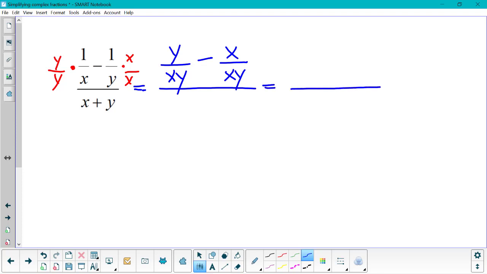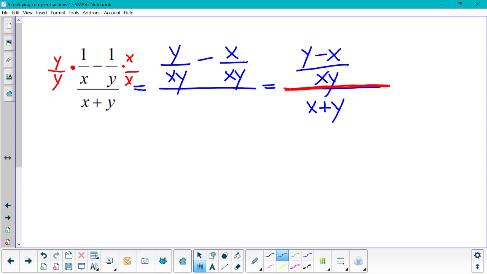Okay, let's go one more step. So I combine those into one single fraction. I have y minus x over xy, so there's my fraction in my numerator, and in my denominator, I don't have a fraction, but I could think of it as a fraction, as I alluded to earlier.